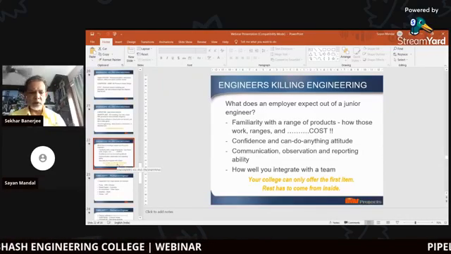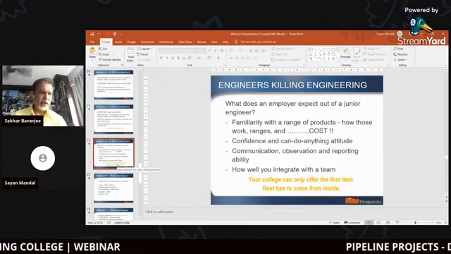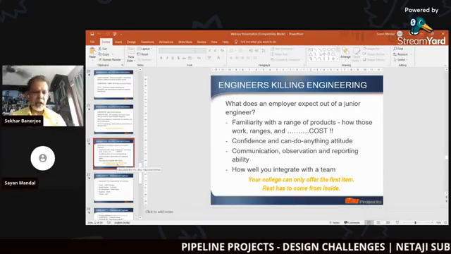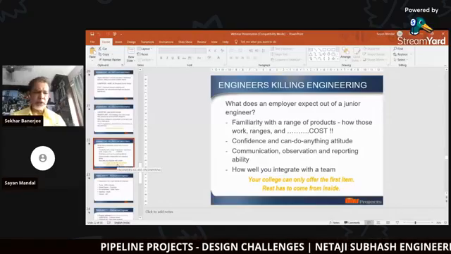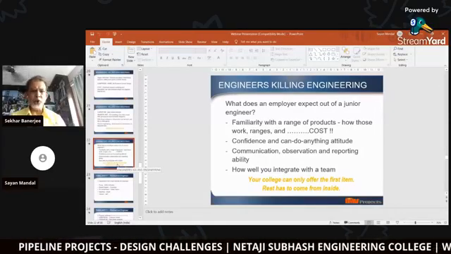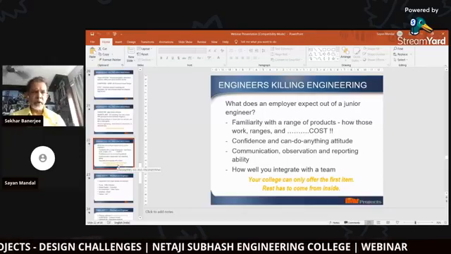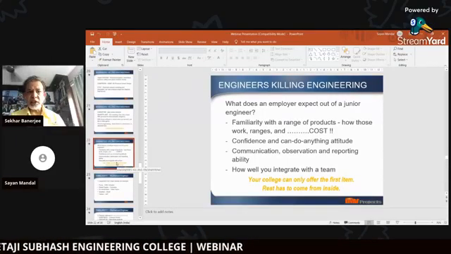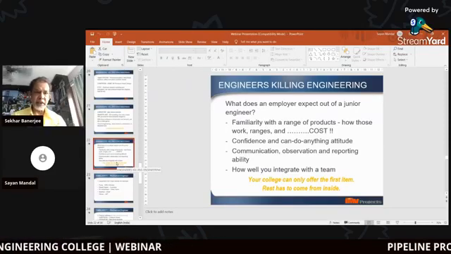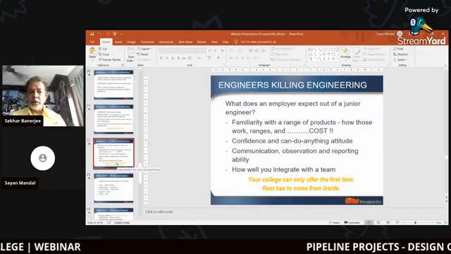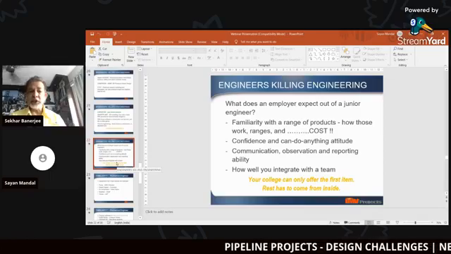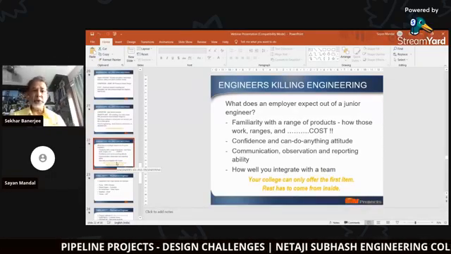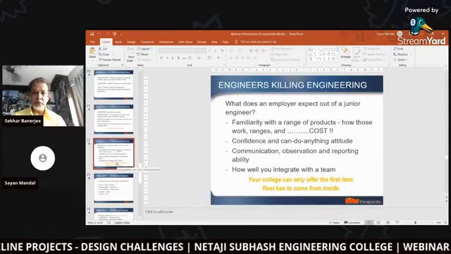Like you go to anybody, you buy a cell phone, a mobile phone, he explains you a feature, you definitely ask, okay, what's the price of this one and what's the price of that one? So you have to present options and with a cost. Now, young engineers must have that idea. But more than that, young engineers must be confident and must have an "I can do anything" attitude.